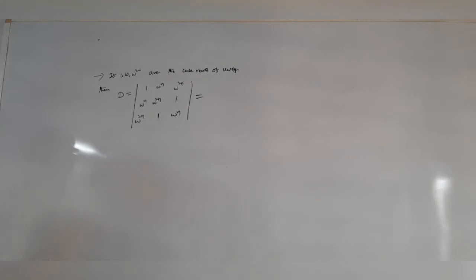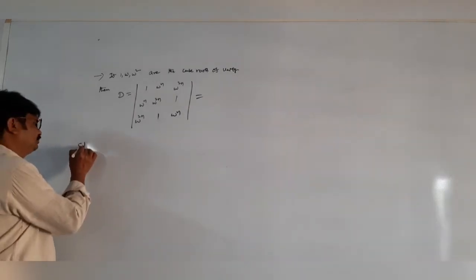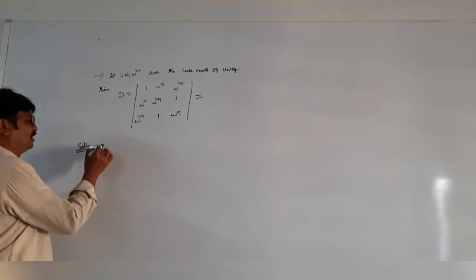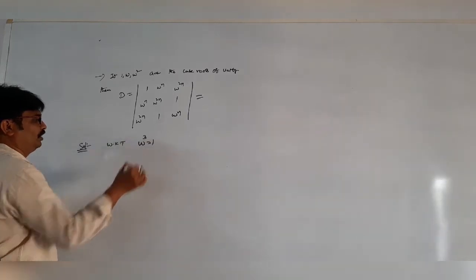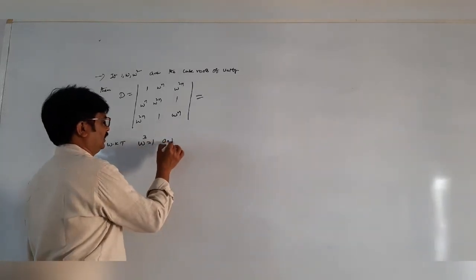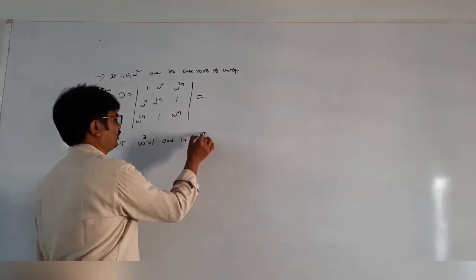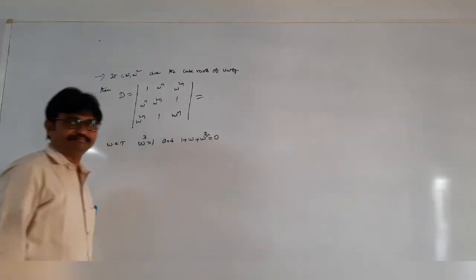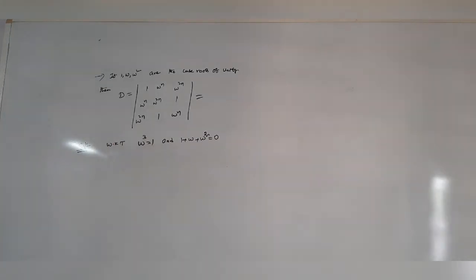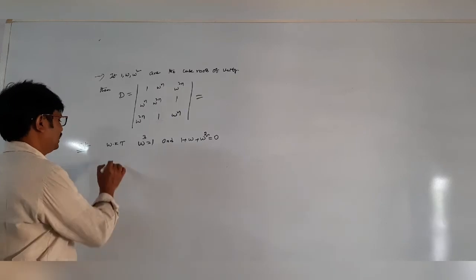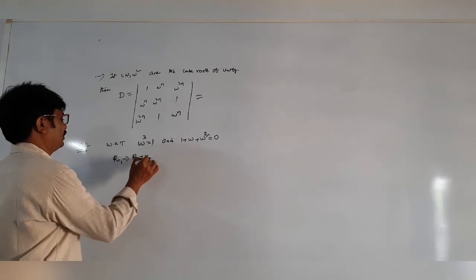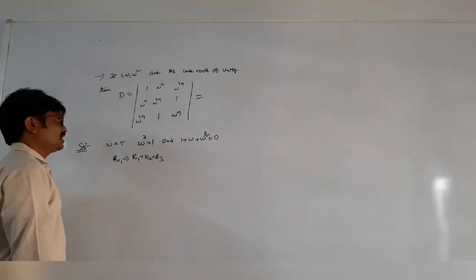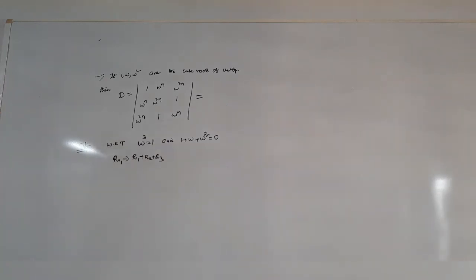Dear students, 1, omega, omega square are the cube roots of unity. We know that omega cube equal to 1 and 1 plus omega plus omega square is 0. Therefore, students, R1 is replaced by R1 plus R2 plus R3, and C1 is replaced by C1 plus C2 plus C3, as it is.